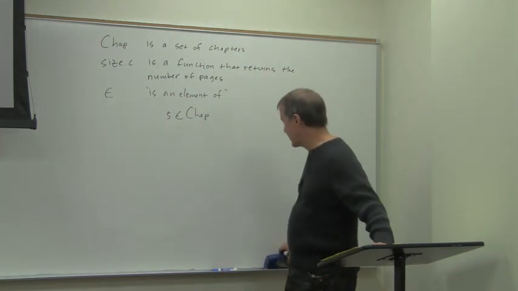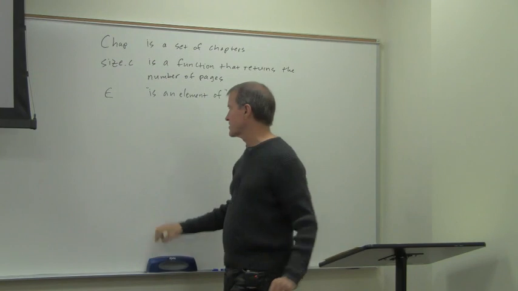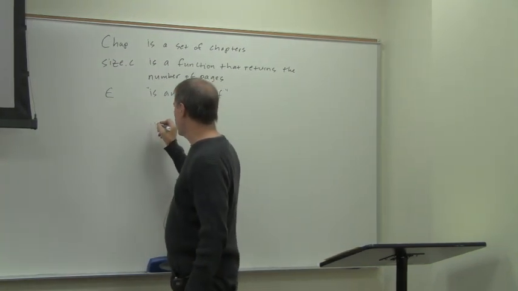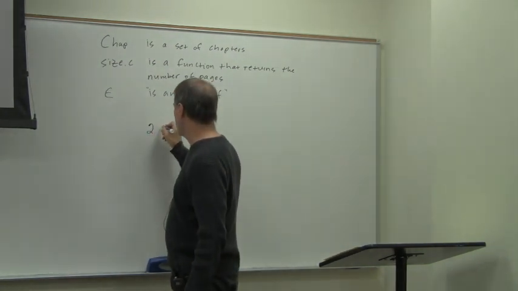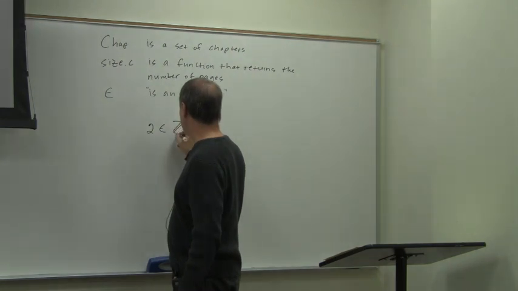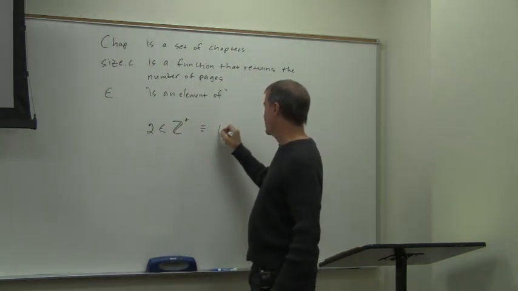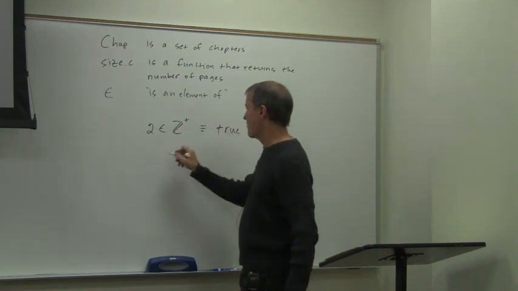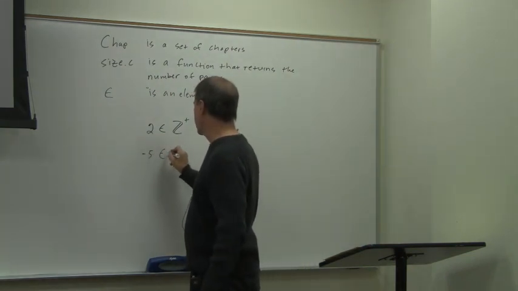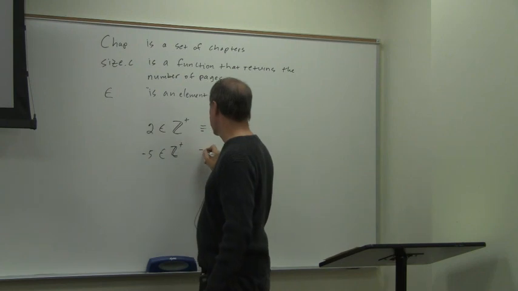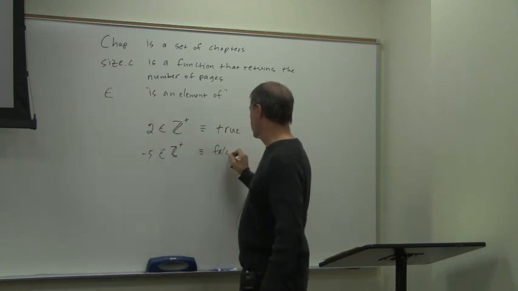I think the way we did it is we did things like this. Is this true? 2 is an element of z plus. What does that equal? That equals true. And then how about negative 5 is an element of z plus? That equals false.